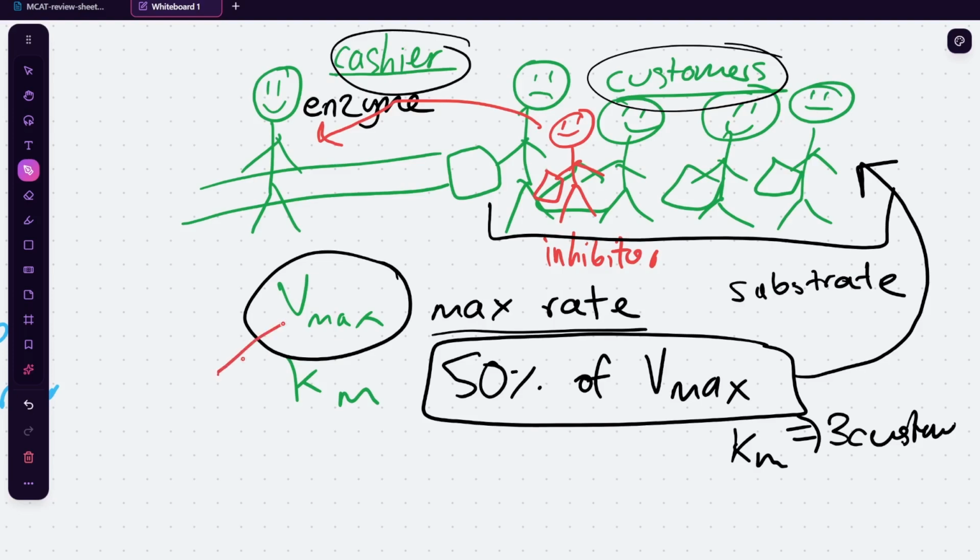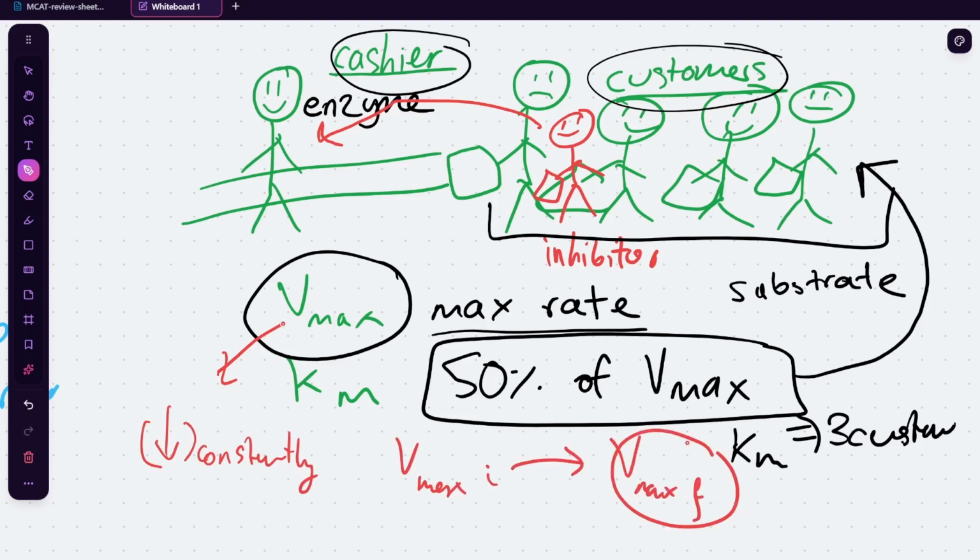So non-competitive inhibition lowers things overall. It's always a constantly lowered Vmax. Whatever the Vmax was before, the initial Vmax, now with the inhibitor, the final or new Vmax is lowered. It's like 20 customers per hour, let's say. The other one was 40 customers per hour, so it's lowered.